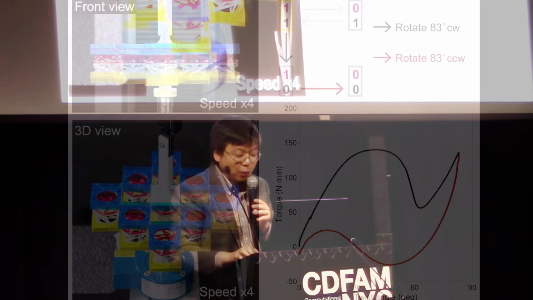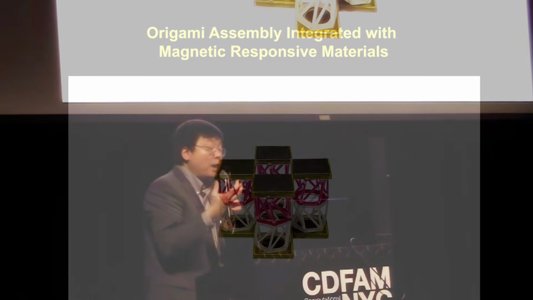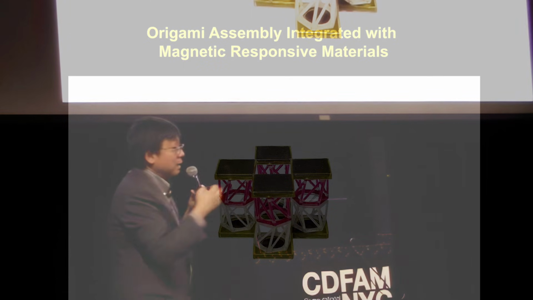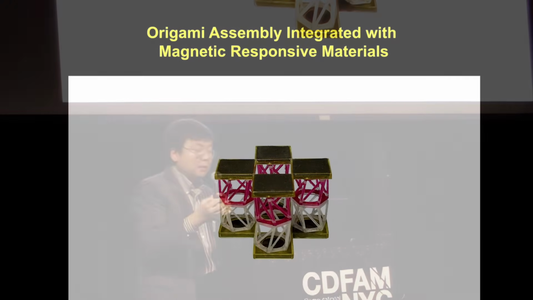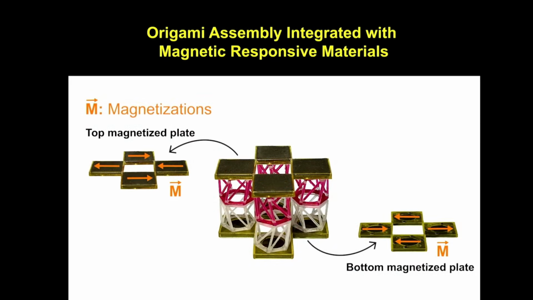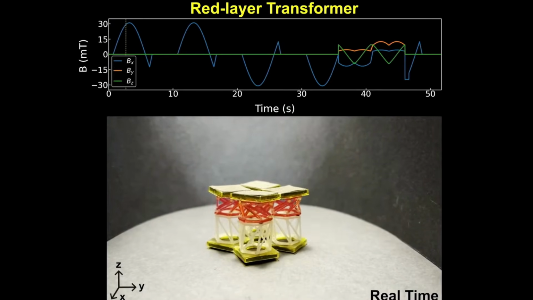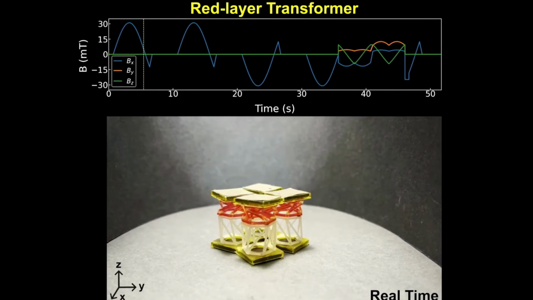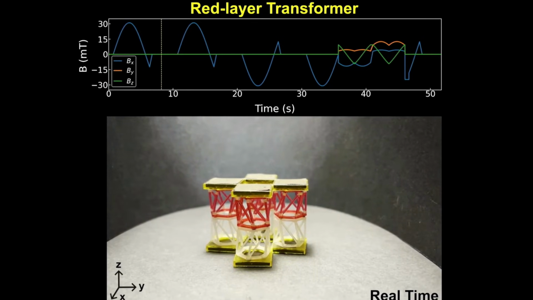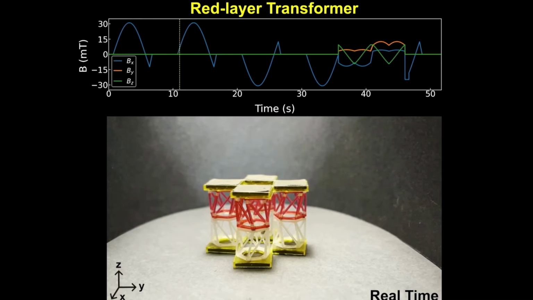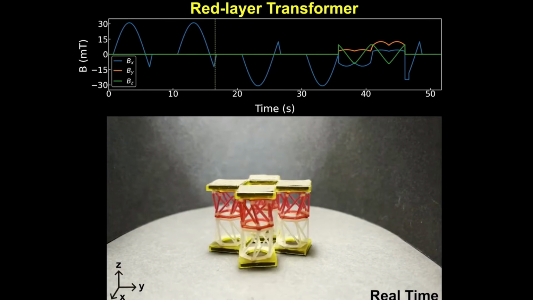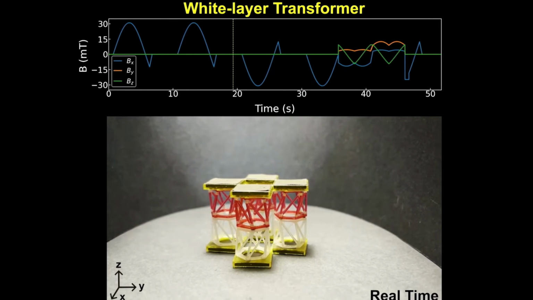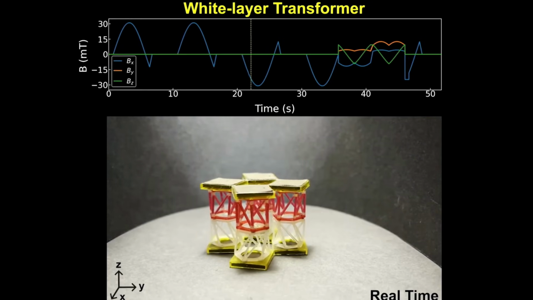The other application is that we want to create some robot outfit. The way we are doing it is a proof of concept. We are integrating some magnetic responsive material on top of the assembly. And then by controlling the magnetic field direction, we can control the folding sequence or enable locomotion of the assembly. First of all, I'm going to use the magnetic field to control the folding sequence. Now you can see that we want to fold the red layer first. This is the demo of the experiment. Now if we reverse the magnetic direction, then we can fold the white layer.